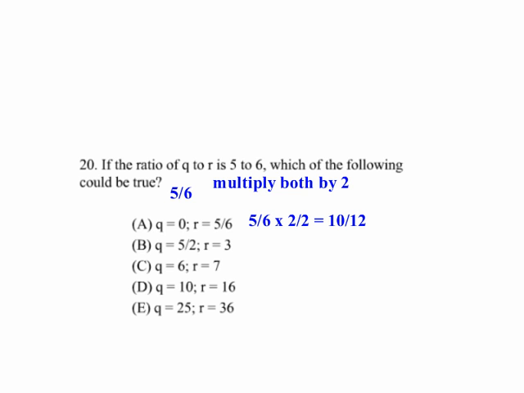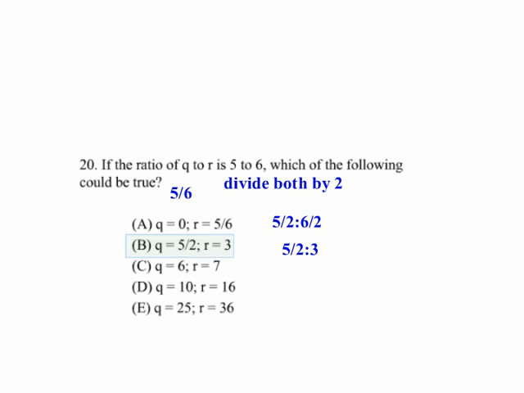That's not an option down there in the answer choices. Let's do the flip side. Let's divide each of them by 2. And since this is question number 20, it's going to be a little bit more difficult, so dividing by 2 might give us the answer. If we divide them by 2, we get 5 over 2 to 3. That's what we've got at B.